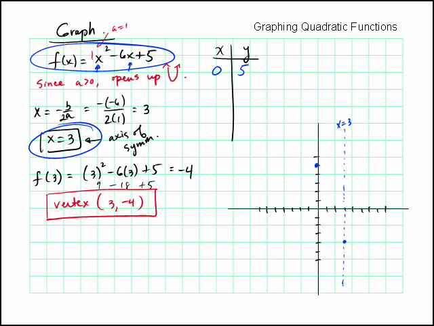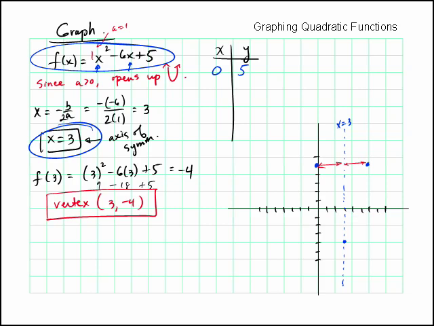Now here's where the axis of symmetry comes in handy. If I have a point over here that is this far from the axis of symmetry, there is going to be another point the same distance away on the other side, which would be right about here. So the axis of symmetry gives us an extra point every time we find one point. We get an extra one.